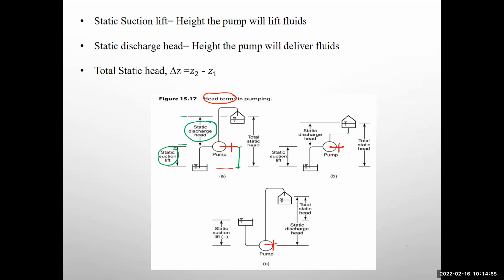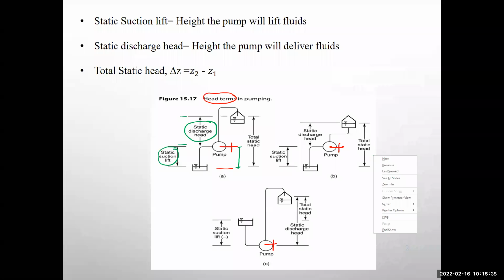static discharge head. Now you will have the same case here as well, but if you look at C, you will see the initial point from which the pump is taking water or any liquid is actually above the pump. So the pump is taking water from that, and then from this point is delivering water to some other points. So the position can be different, but it will always be static suction lift and static discharge head, and it can be positive or negative.